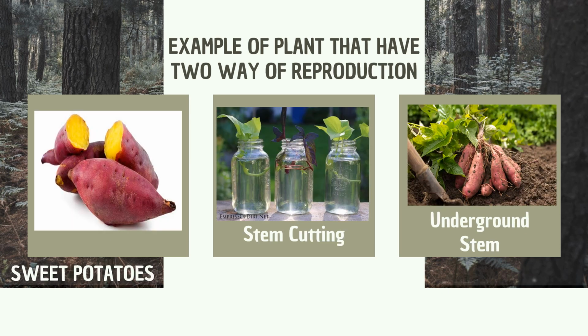The third example is sweet potatoes. Sweet potatoes can reproduce through stem cutting and underground stem. Look at the picture. This is the picture of stem cutting of a sweet potato, and this is the picture of sweet potatoes that reproduce through underground stem.